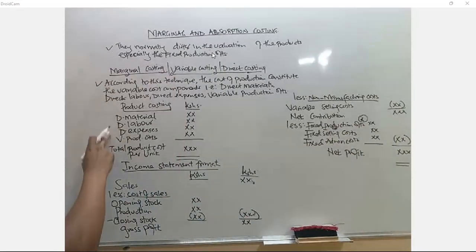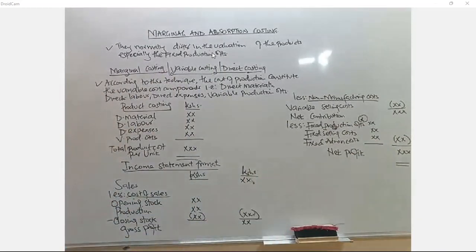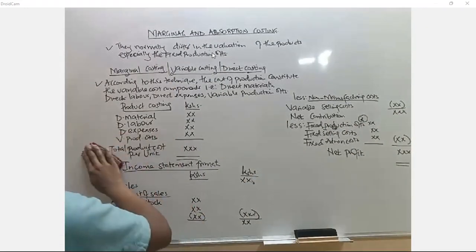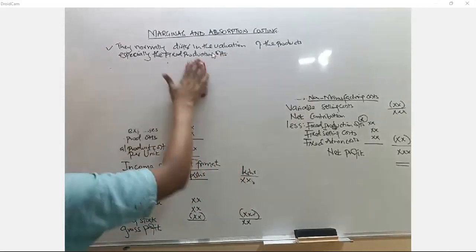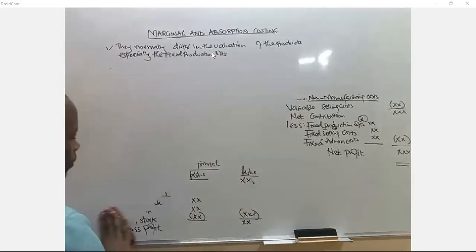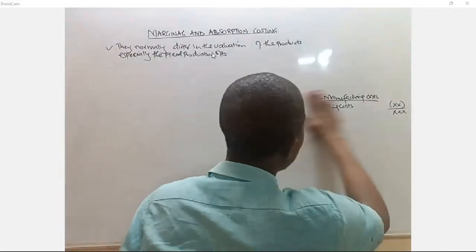You don't put it here when you are doing your product costing, but you can deduct it when you are doing your income statement. Let us look at the absorption costing. Absorption costing, right? Let us look at the absorption costing now.